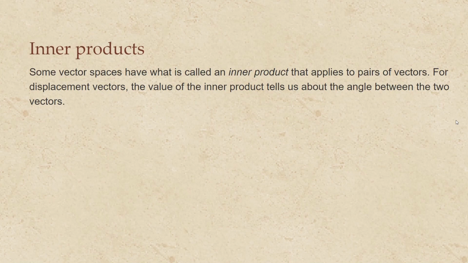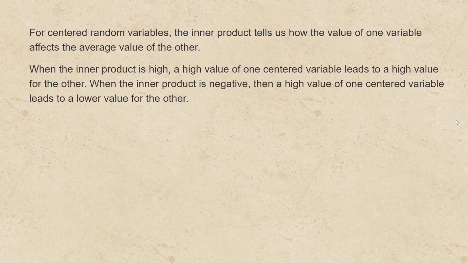Now, some vector spaces have what is called an inner product that applies to pairs of vectors. For displacement vectors, the value of the inner product tells us about the angle between the two vectors. For centered random variables, the inner product tells us how the value of one variable affects the average value of the other variable. When the inner product is high, a high value of one centered variable leads to a high value for the other. When the inner product is negative, then a high value of one centered variable leads to a lower value for the other.